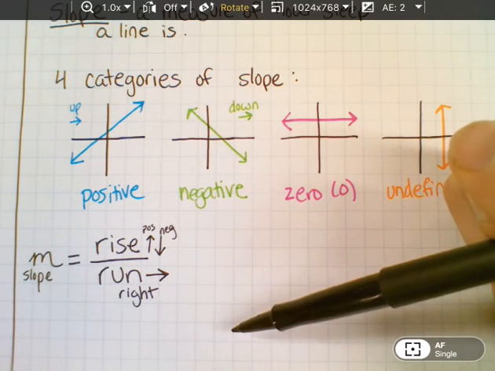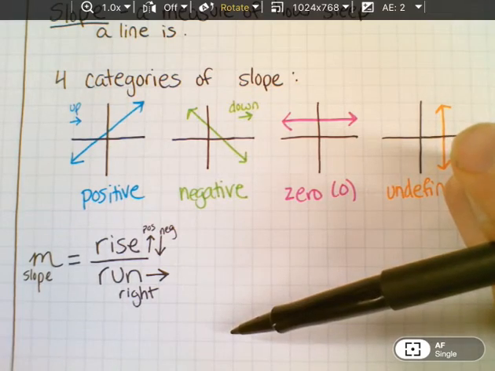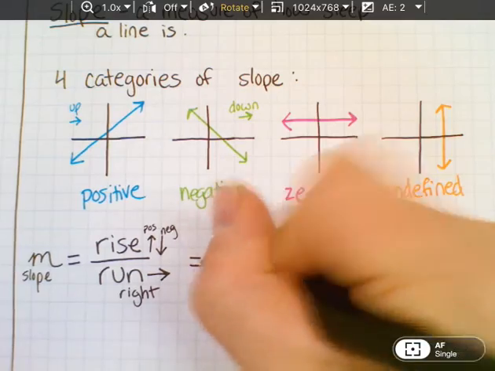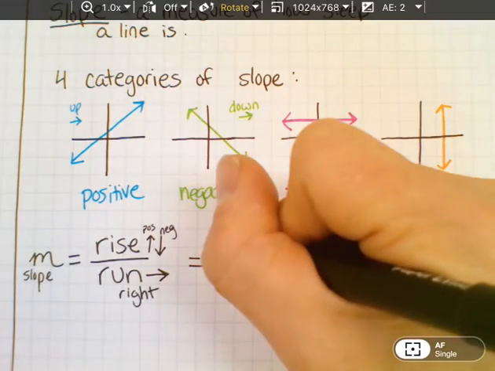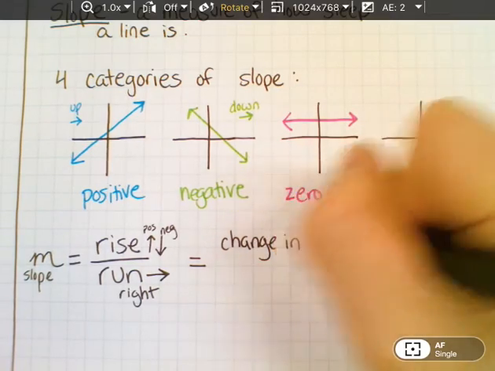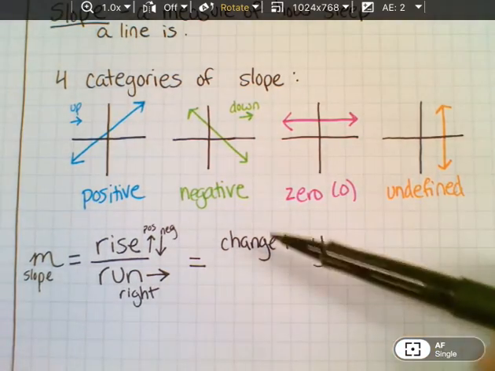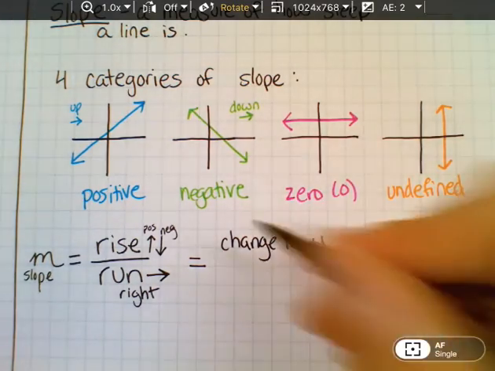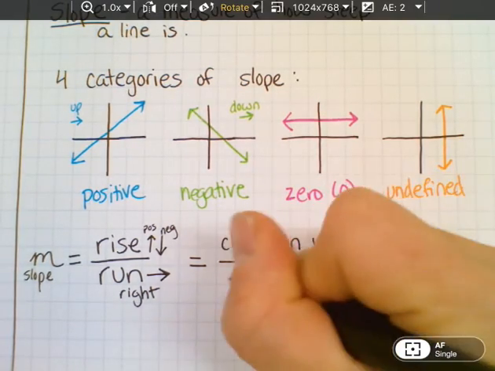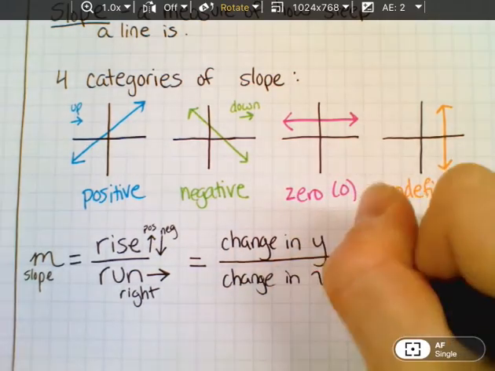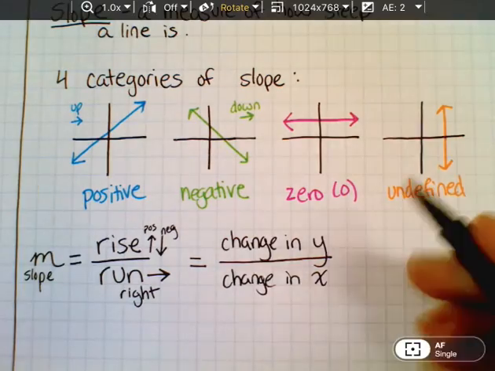But sometimes we don't actually have a picture. We need to have a formula. And so this is called the slope formula. The rise, another way to think about it, is the change in y, because on a graph, the y-axis is the rise. It's the up-down. And we divide that by the change in x, which is our horizontal movement.